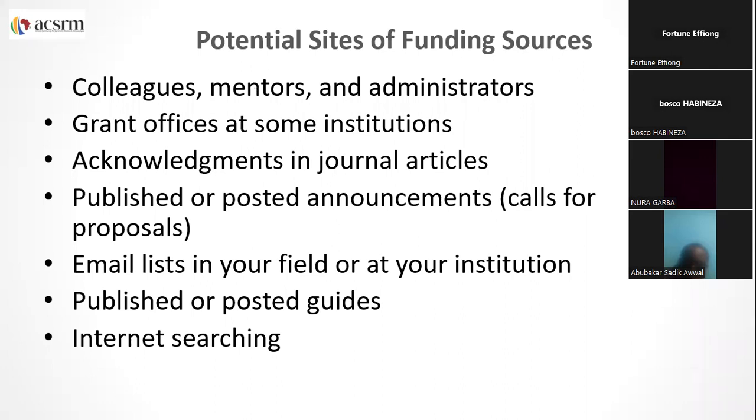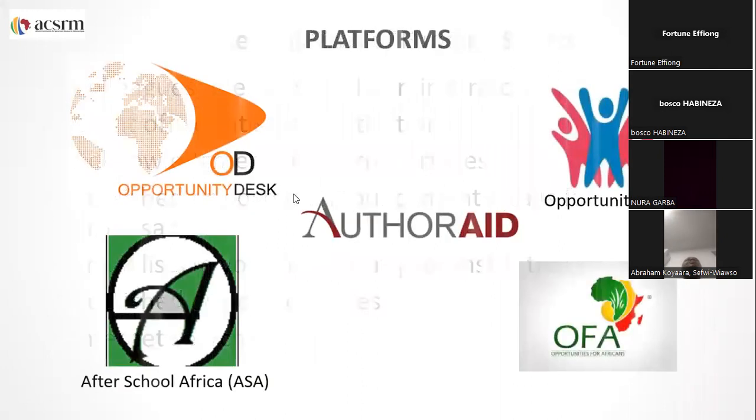If you've not joined the AuthorAid community, I can share the Google group with you and then you can join later. So ask your grant officers in your institutions. And then, very important, check the acknowledgement section of papers. This is for research grants, right? If you check some research papers, you see the acknowledgement section, and then you would know if the research was funded. Because more often than not, if a research was funded, the authors will want to acknowledge the funding organization. Check for announcements or calls for proposals, email lists, internet searching, and so on and so forth.